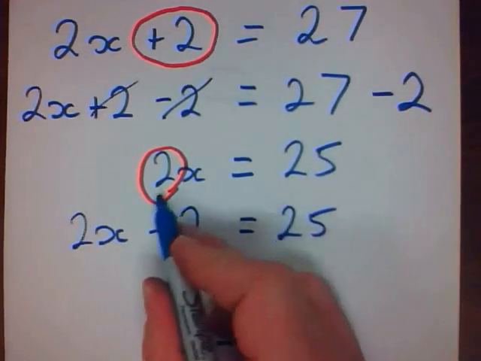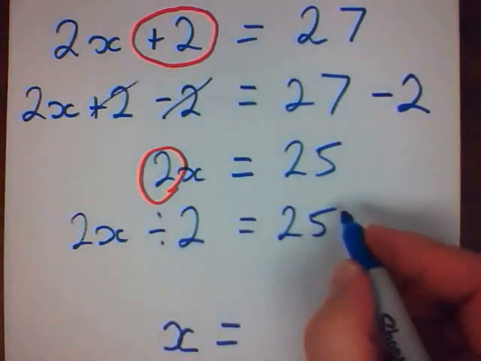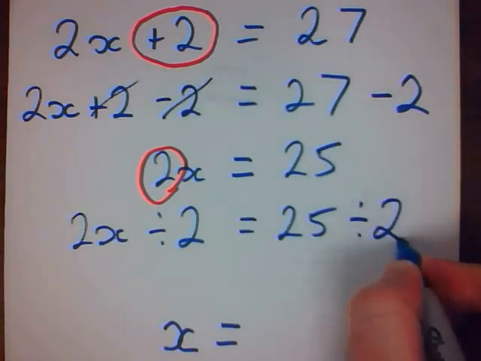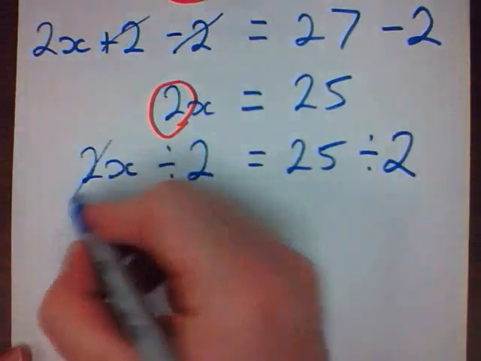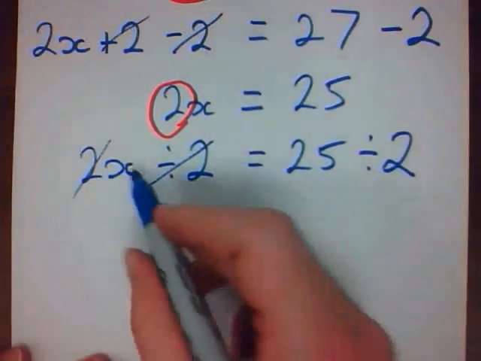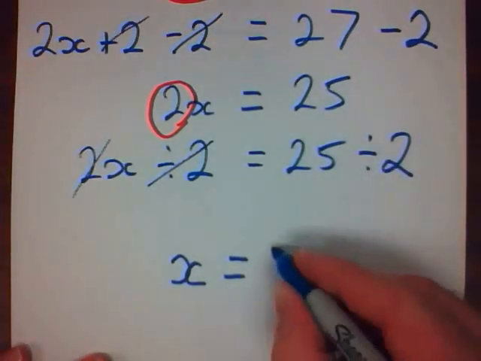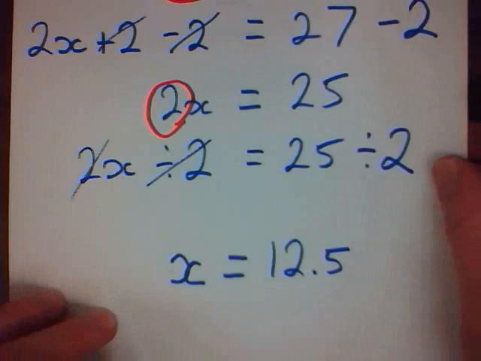Now, this is the thing that I've done, and my scale is now tipping. I want to keep my scale from being imbalanced. To maintain the balance, I must also divide that side by 2. Now, timesing by 2 and dividing by 2 are opposites. They will cancel, leaving me with, oh look, just an x. 25 divided by 2, 12.5.